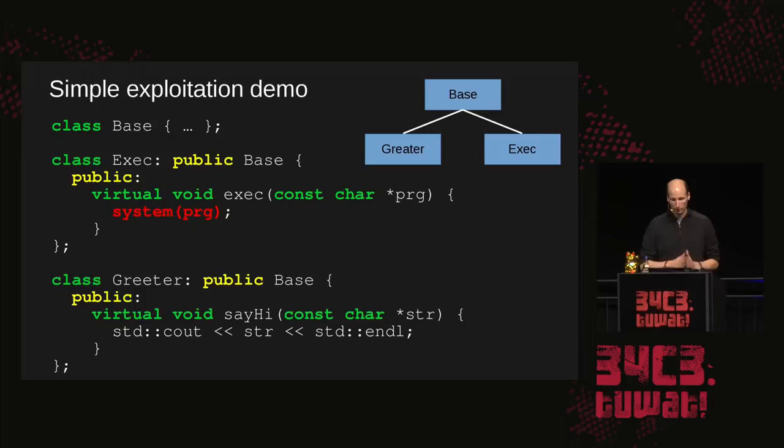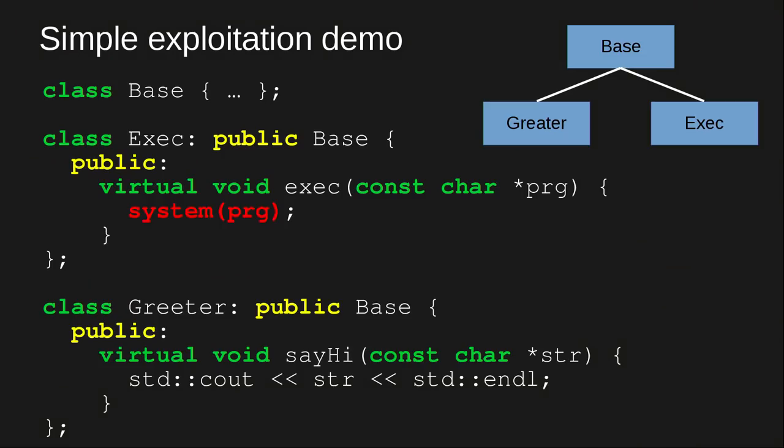As a simple example, just to show you the power of this exploit primitive, again, imagine that we have a base class that just implements some basic functionality, and we have two subclasses of it, two descendant classes. We have a greeter class that just says hello, and we have a great executor as a service.